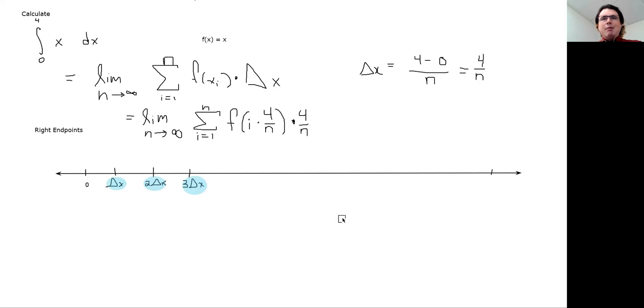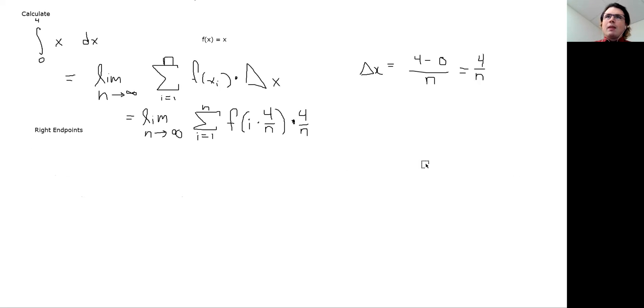Let me make a little bit more room here. Well, now that I know what my endpoints are, I'm going to figure out what is going on in this sum by evaluating this function. The function that I chose is easy enough. F of x is just equal to x. So this function has its output as just whatever number we put in as the input.